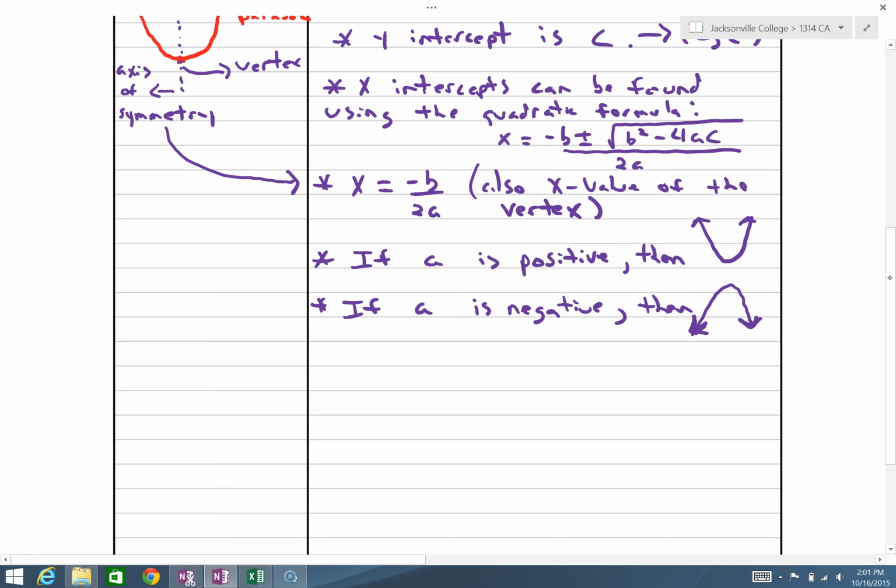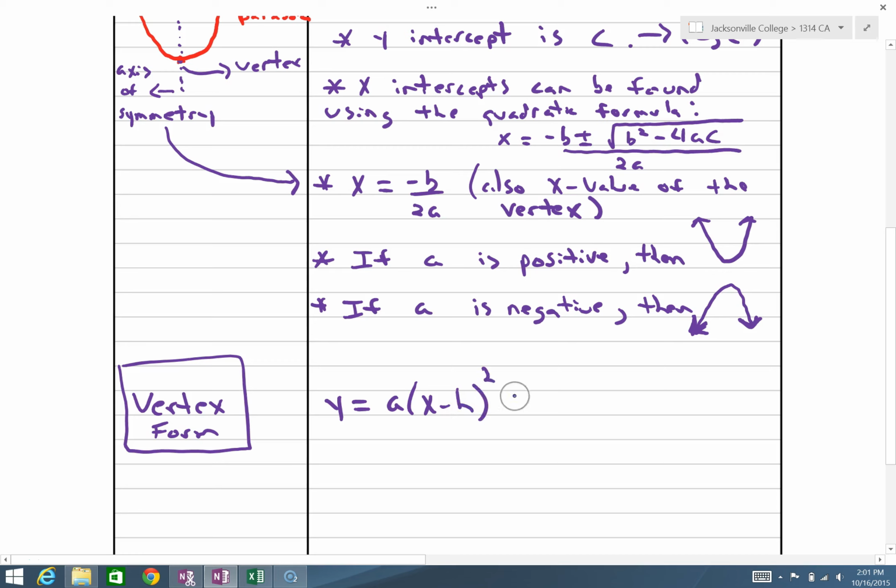Next, vertex form. The vertex form of a quadratic is the form y equals a times the quantity x minus h squared plus k. And again, this value a cannot be 0. If so, there would be no quadratic. There would be no squared term. H and k in this circumstance will give you the vertex.